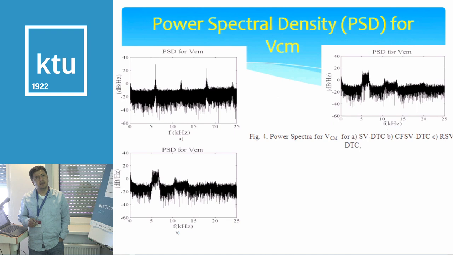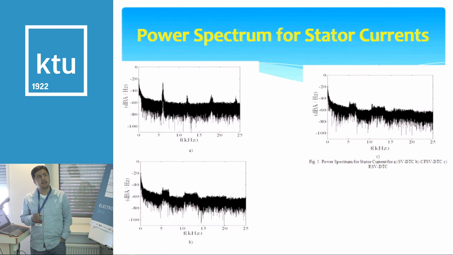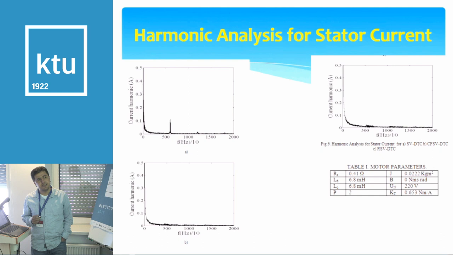The same is true for VDM: conventional space vector modulation, our proposed method, and another new method in the literature, random space vector modulation. Another result is the power spectrum of stator currents: conventional direct torque control, our proposed method, and the other method. The last result is the harmonic analysis for the stator current. As you can see, near the switching frequency, there is a big harmonic in classical conventional direct torque control, but in our proposed method, it is not seen like this.